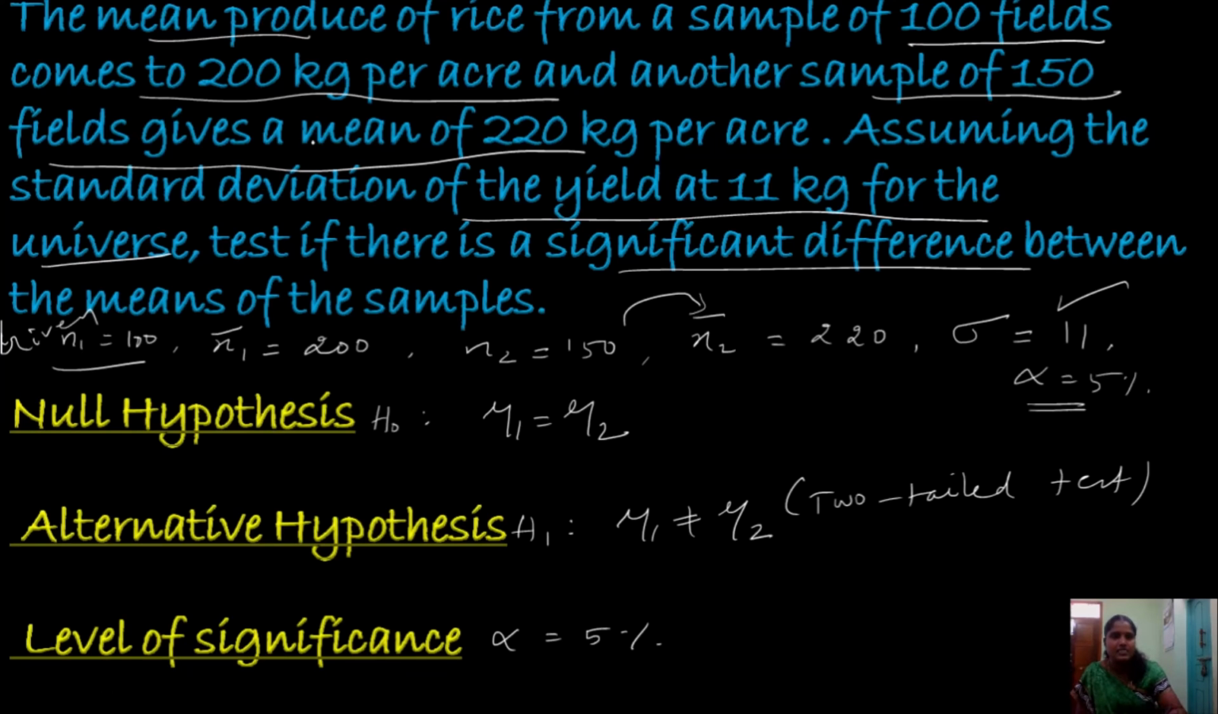Under H0, Z is equal to x1 bar minus x2 bar over square root of sigma 1 square over n1 plus sigma 2 square over n2. Here, the values of sigma 1 square and sigma 2 square are not given. Instead of that, the common population standard deviation is given. That is, sigma is equal to 11. That means the two samples are drawn from populations having the same or common standard deviation. So instead of sigma 1 square and sigma 2 square, we make use of the value of sigma. So that is the difference between the previous problem and this one. The remaining procedure is the same.